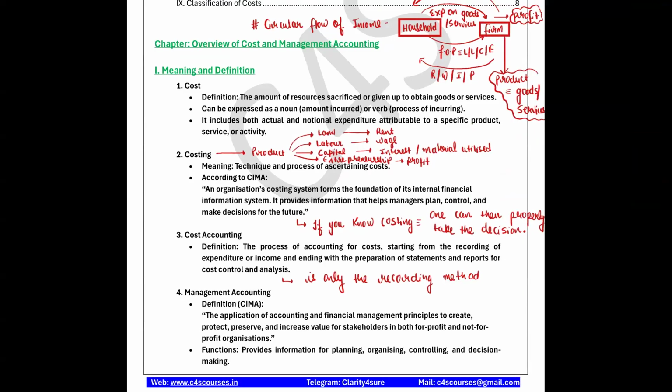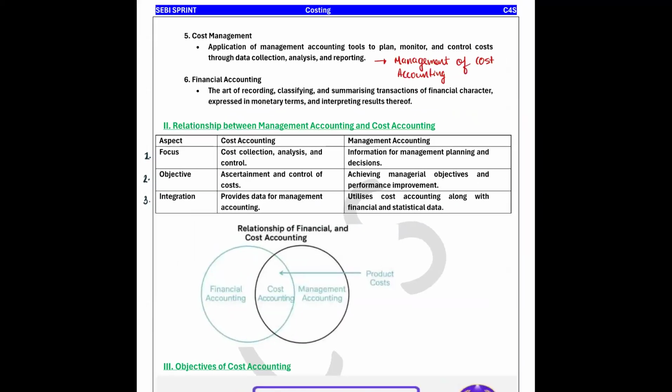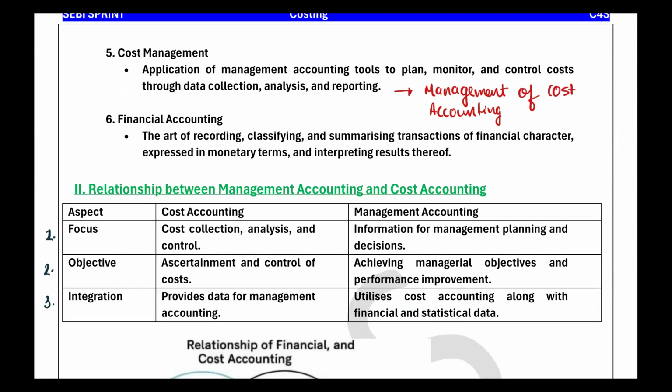So now we are talking about cost management. What do you understand by the word cost management? Now, cost accounting is different, cost management is different. When you hear the word management, you will try to relate it with the general management subject that you have. So management is something which gives a tool. See, accounting talks only about recording data, right? Whereas management is an accounting tool. It is not talking about only recording the data, rather it will plan, monitor, and control costs.